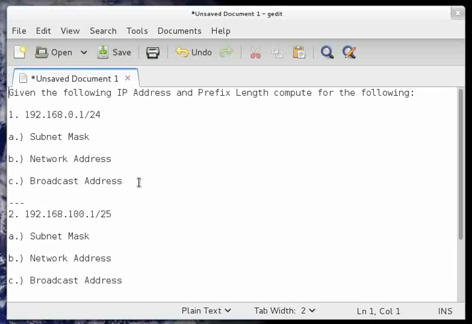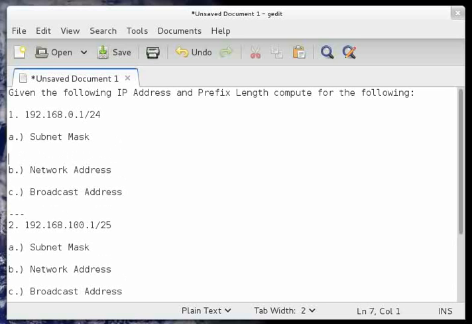First, we're going to use the IP address 192.168.0.1 with a prefix length of 24. So first, we compute the subnet mask. First off, 24 simply represents the number of ones in a prefix length in a binary representation. So in this case, we will have 24 ones.